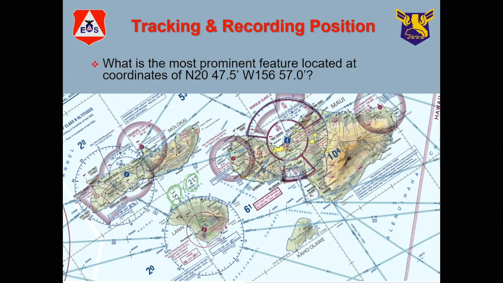Because there's another convention out there. There's a couple of ways. One way you could do it is you could go north 20 and then a decimal fraction of degrees. So it might be something like 20.78. But that's not what we use. We use degrees, minutes, and then decimal fractions of a minute. Same thing in the longitude. The longitude is 156 degrees, 57 minutes, and then no fraction of a minute beyond that there.